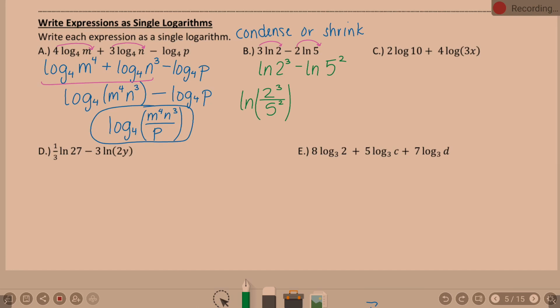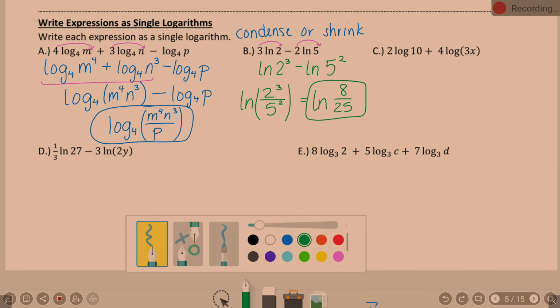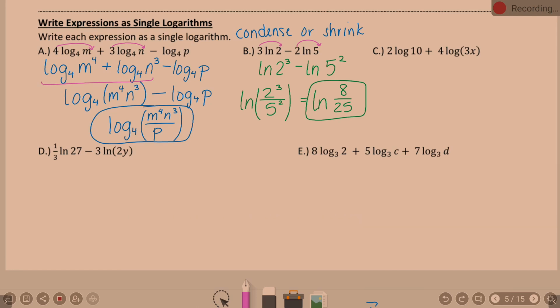Go one more step. 8 over 25. 2 to the third is 8. 5 squared is 25. Why do we gotta do all that? You'll be fine. Okay, it's just moving your powers and actually multiplying them out.